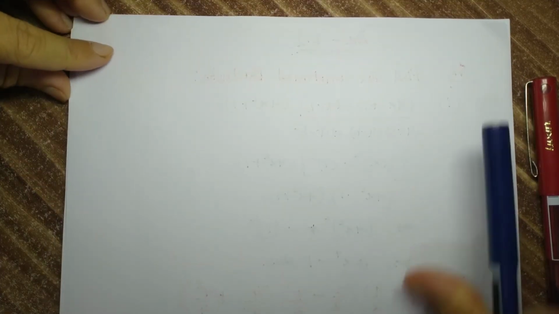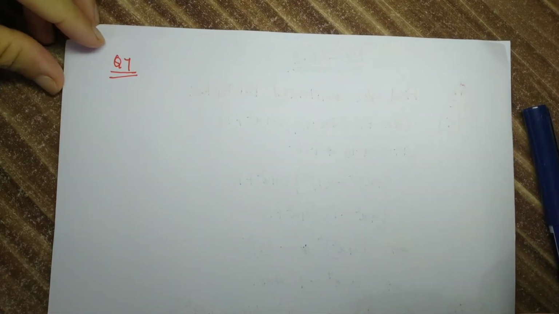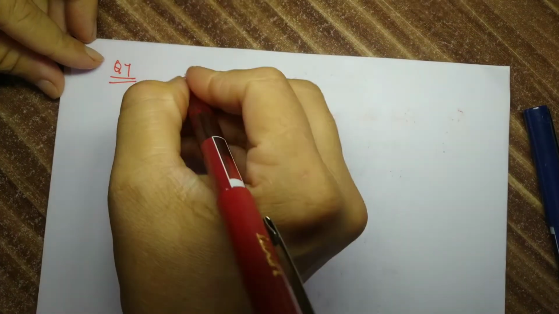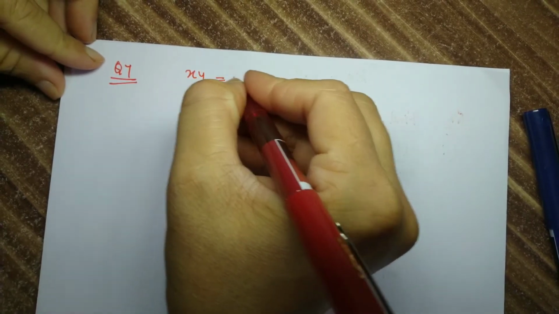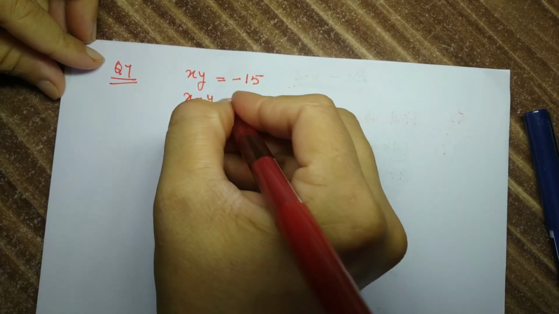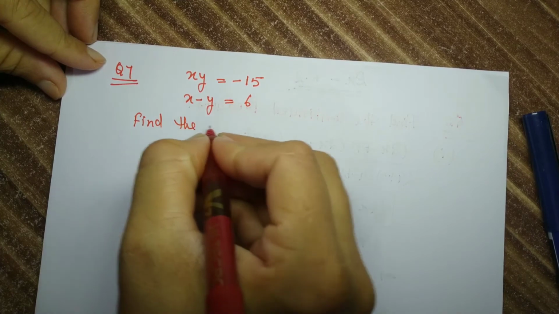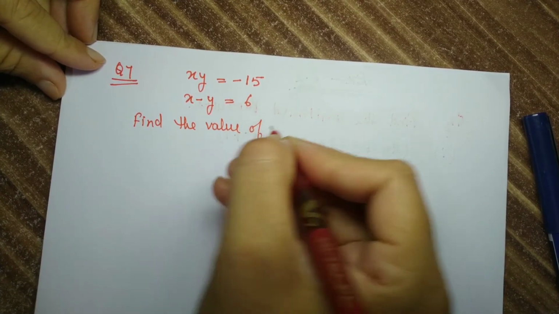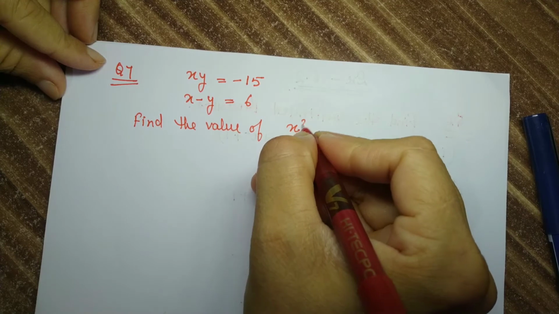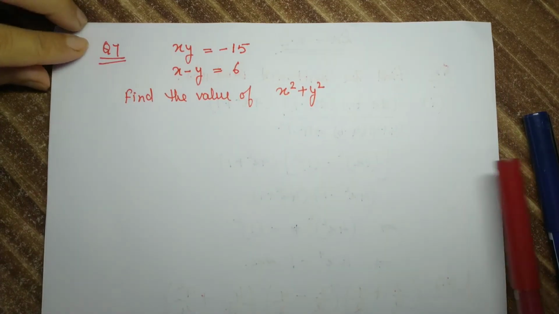Now the next question is question number 7. In question number 7, they have given the value of xy, that is -15, and x - y, that is 6, and we have to find the value of x² + y². Okay students, how to solve this one?